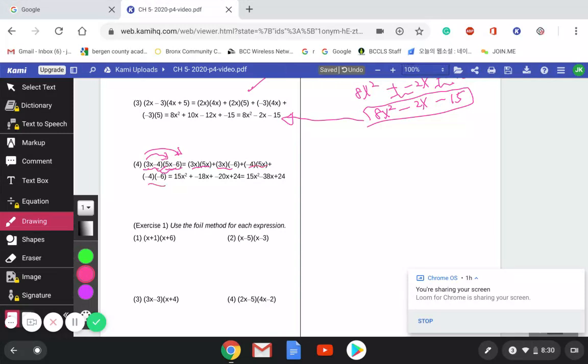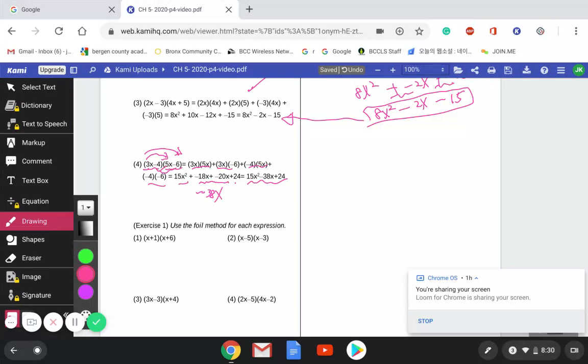So when you simplify them and combine them, you get 15x squared plus negative 18x and negative 20x, which are the like terms, and 24. Negative 18x plus negative 20x, addition rule, same sign, you add them, so negative 38x. So 15x squared plus negative 38x plus 24.